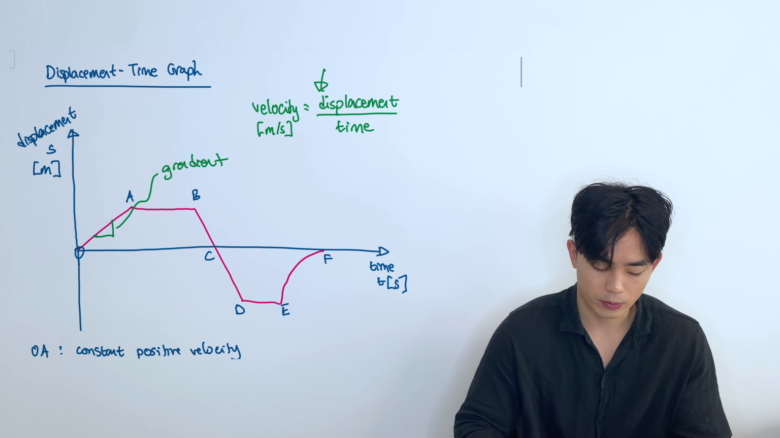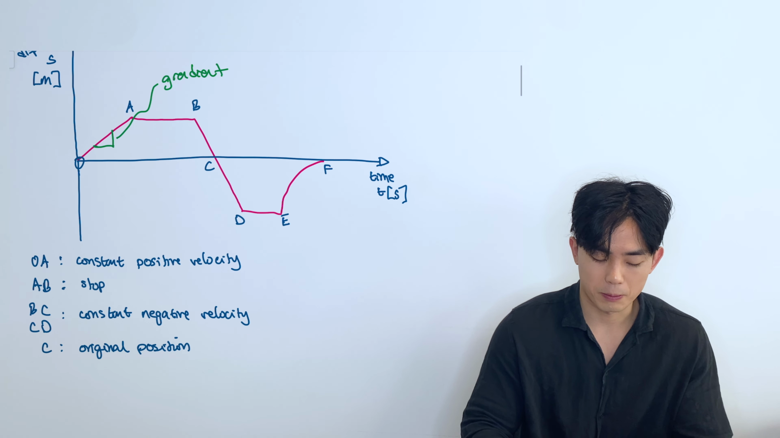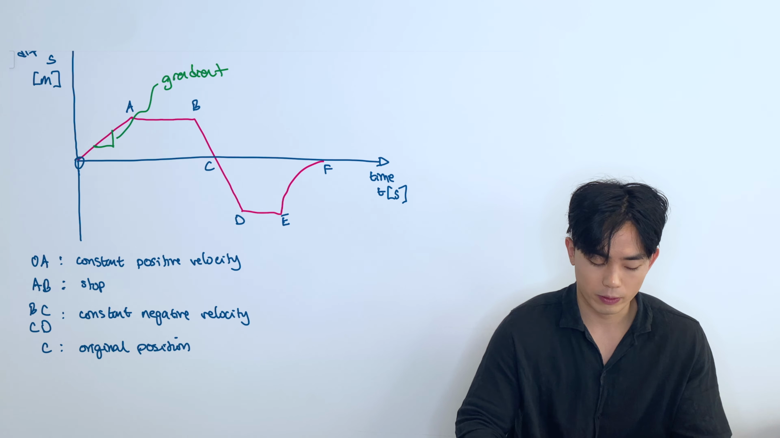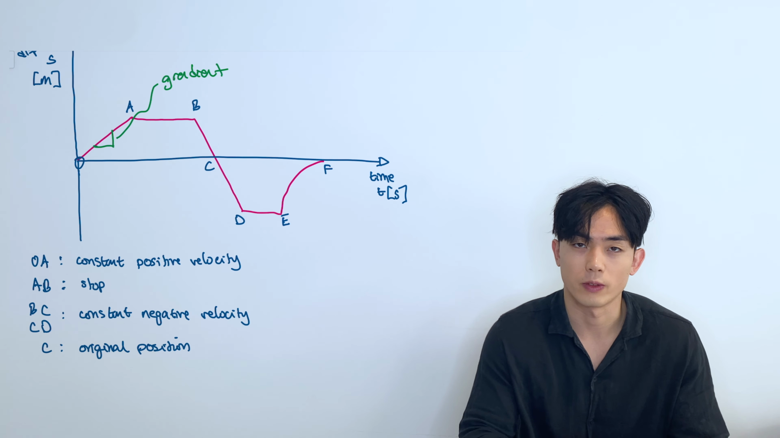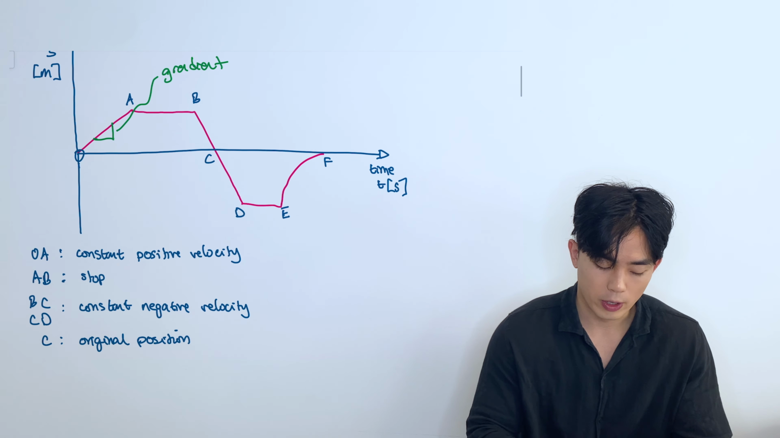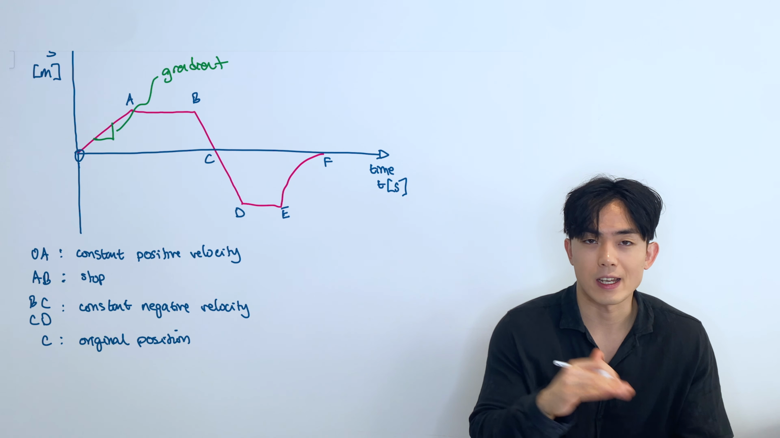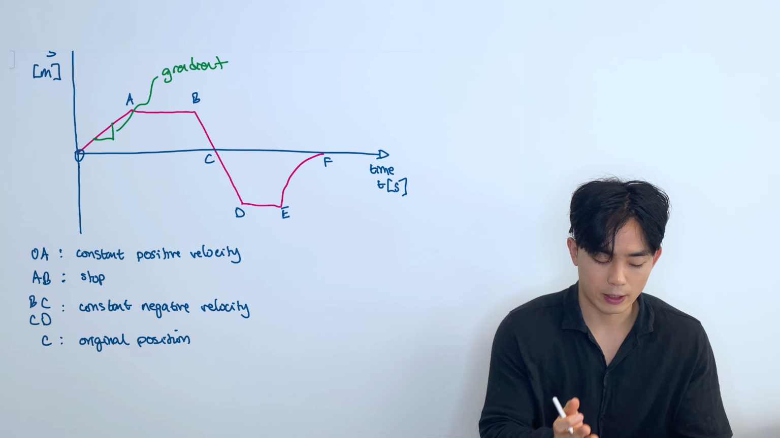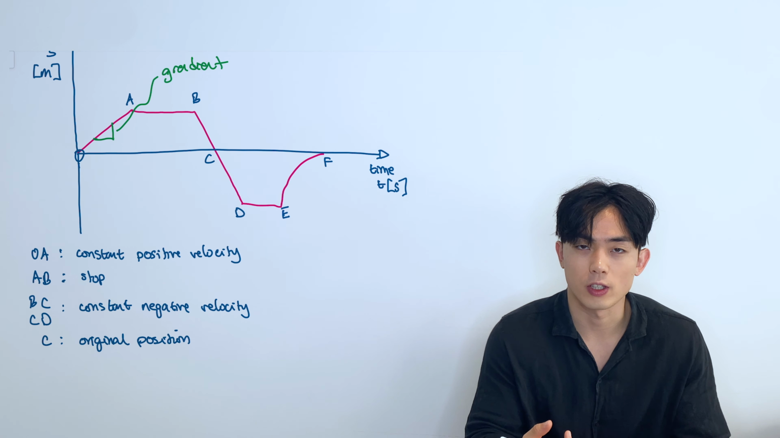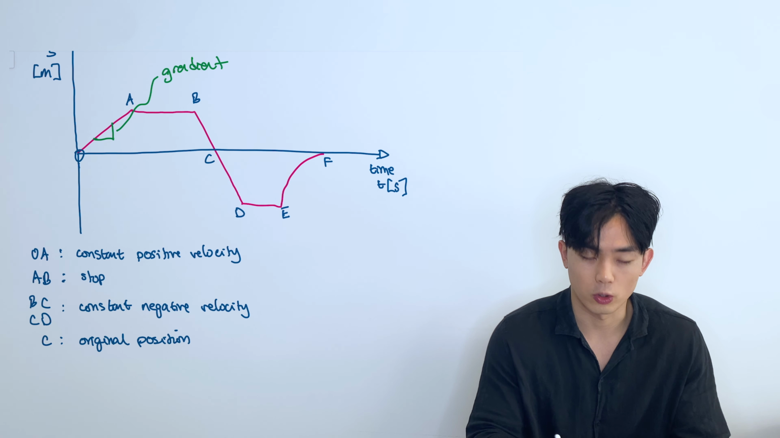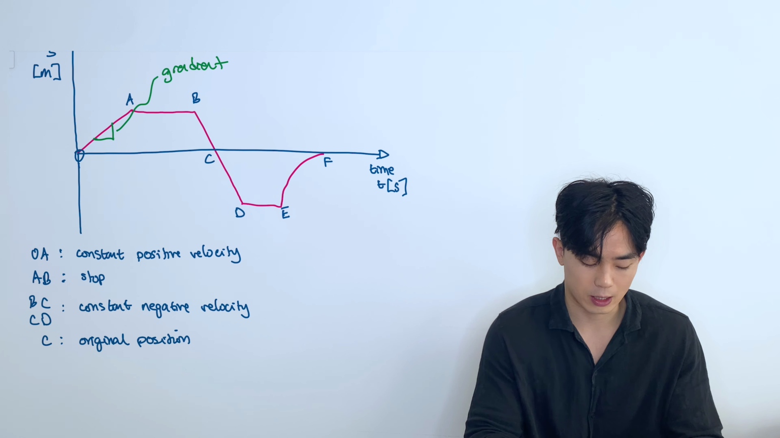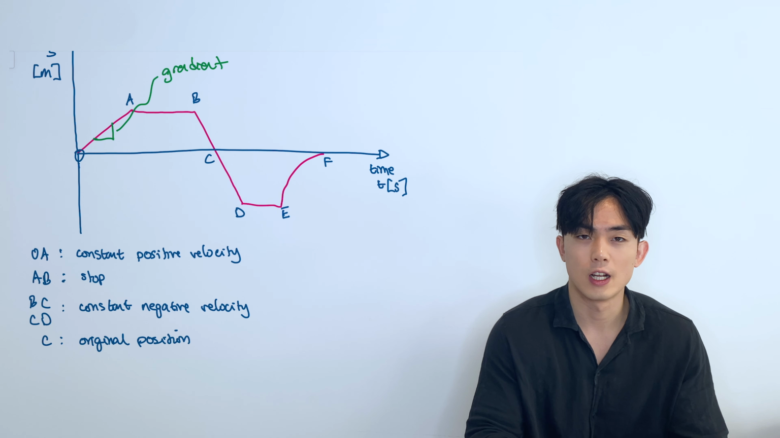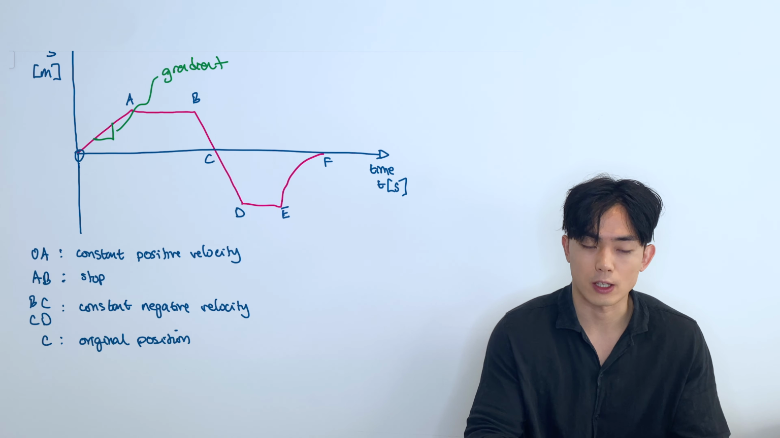So let's look at this one here. So I've written out these little key points, like key letters, A to F. So we're going to have to now describe what's happening to the velocity of the particle. So O to A. As you can see, it's a positive gradient, and it's a straight line, so the gradient is also constant, meaning that the particle or the thing in motion is experiencing a constant positive velocity. So moving forwards at a constant speed, essentially.